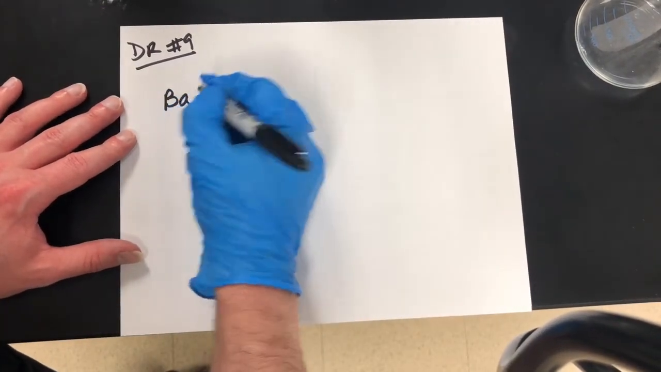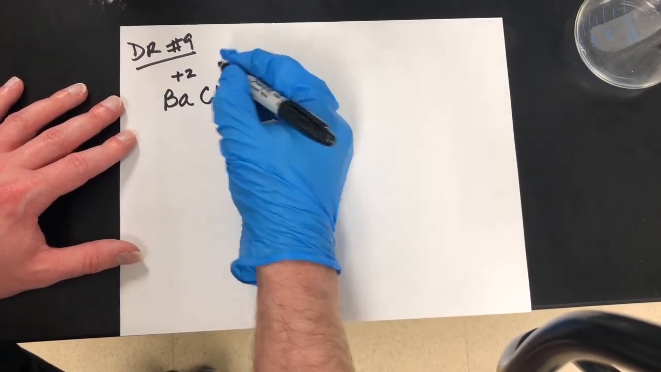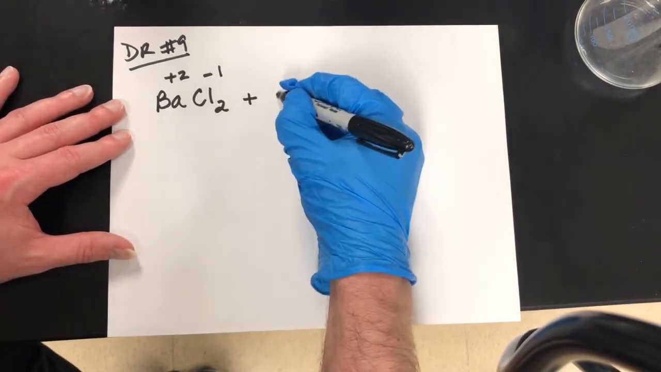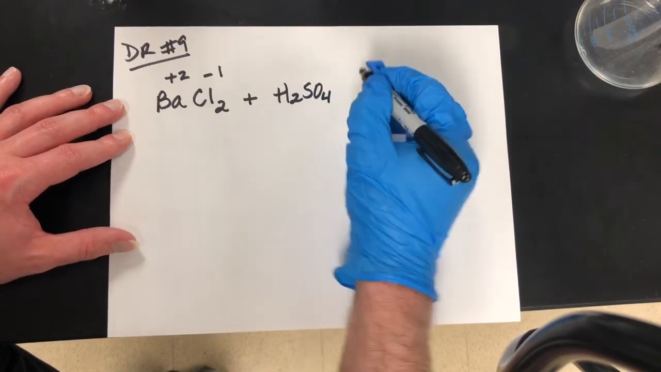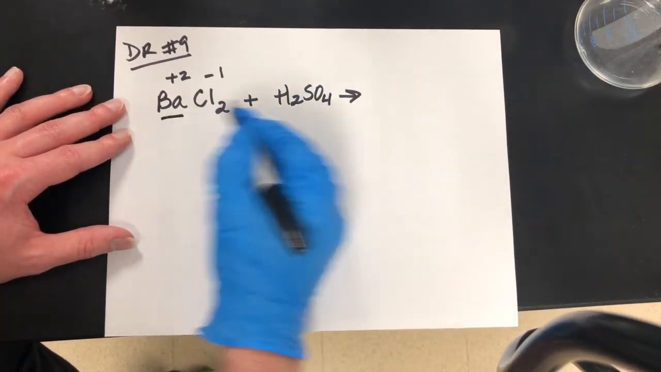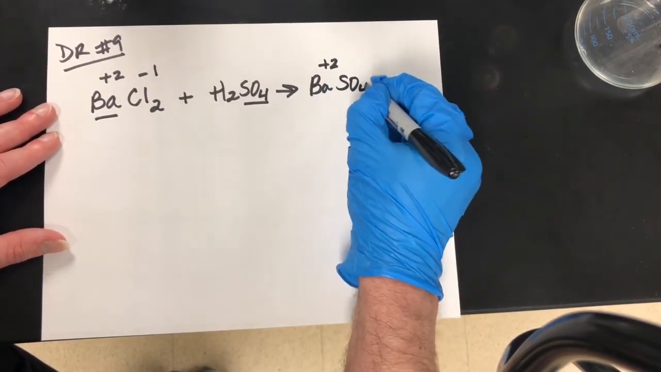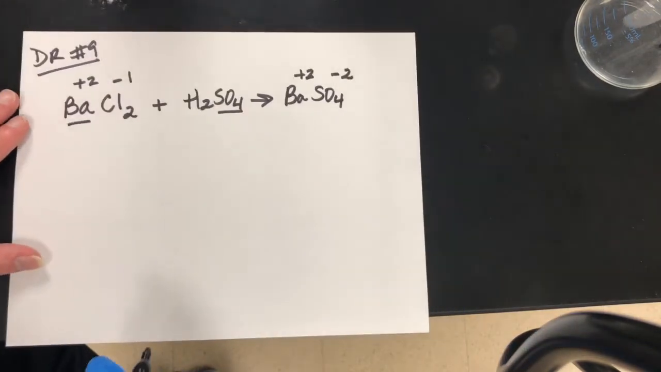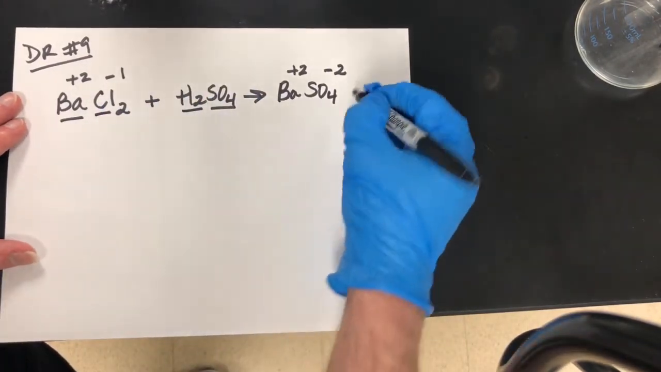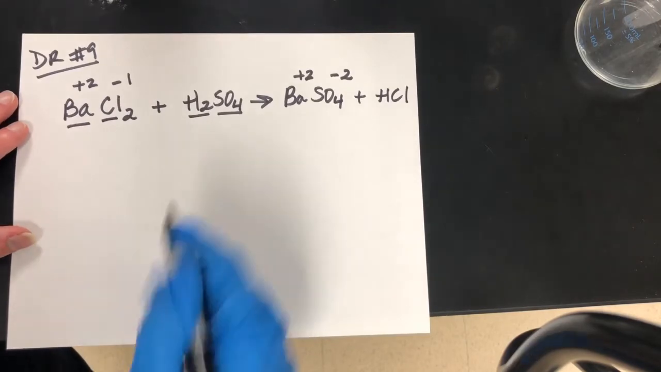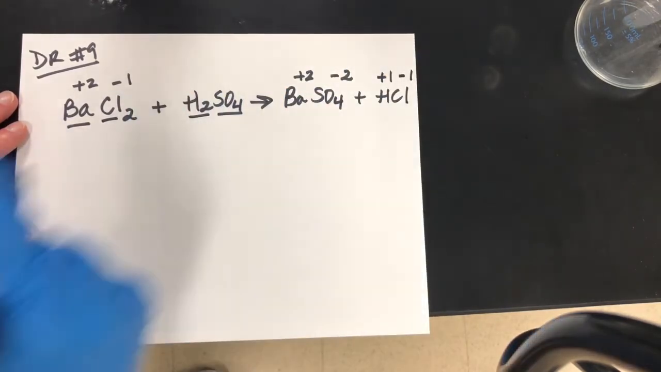Okay, this is going to be double replacement reaction number 9. So it says we're going to take barium chloride. So barium is Ba with a +2 charge. Chloride is Cl with a -1 charge. We crisscross, it looks like that. And I'm going to react it with sulfuric acid. So sulfuric acid is H2SO4. Okay, so we're going to take the outer 2 ions and put them together. So Ba has a +2 charge. SO4 has a -2 charge. No need to crisscross because they're equal and opposite. Plus, it's going to form HCl, and that has a +1, that has a -1 charge.